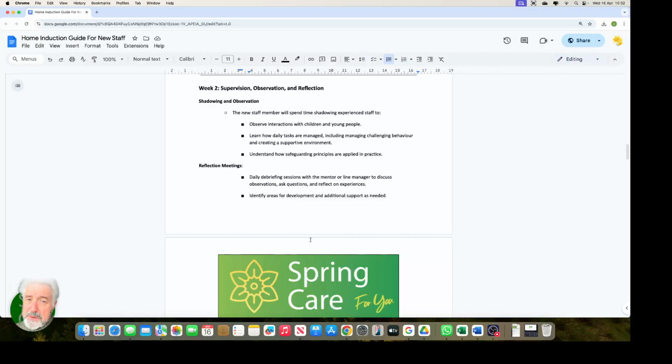We've looked at the principles of safeguarding. We talked a lot about examples of safeguarding, shared some of the ways that safeguarding issues affect us personally. So we've looked at some of those together.